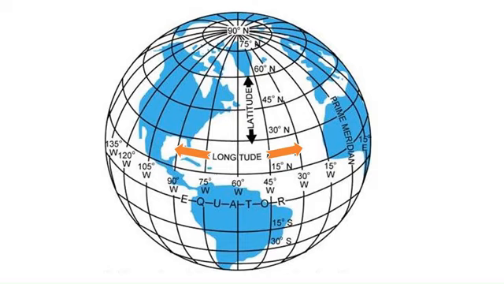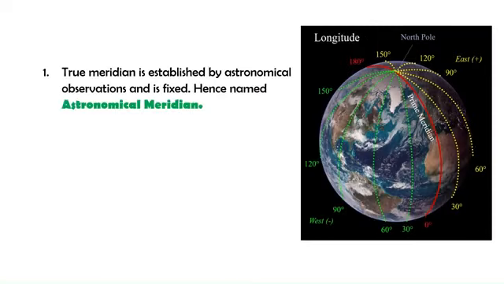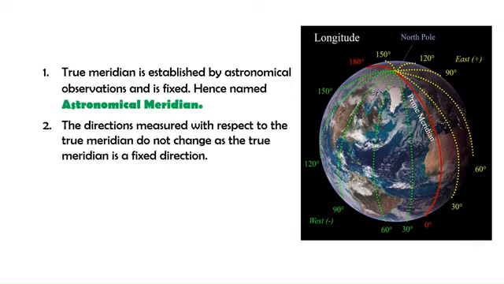For example, a location with a longitude of 45 degrees will have a true meridian that passes through that point and has a longitude of 45 degrees. True meridian is established by astronomical observations and it is fixed for a particular point of location. The direction measured with respect to true meridian would not change as the true meridian is a fixed direction. For most surveys, the true meridian is used, especially for demarcating property lines.